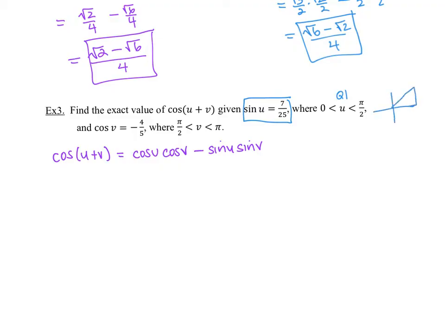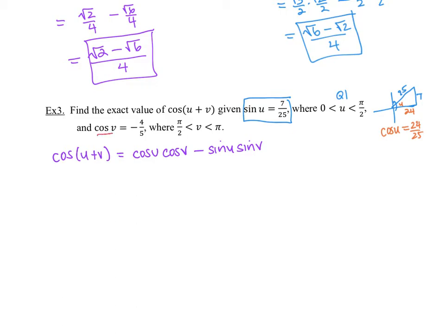Okay, it's in quadrant 1. Sine is opposite over hypotenuse. If I do the Pythagorean theorem, I find that the missing side is 24. And yes, you can stop showing me the Pythagorean theorem every time you use it now. Okay, so the cosine of u is going to be 24 over 25, which I'm going to use in the formula shortly. Now I'm going to look at v.